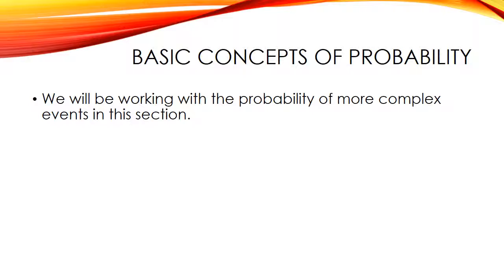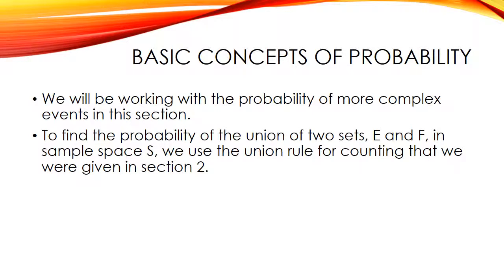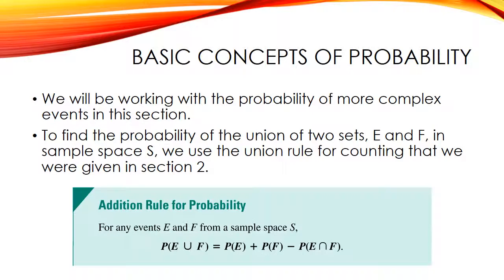All right, now we've had some background information on probability. Now we're going to get into some of the basics. We're going to be working with the probability of more complex events in this section. First of all, define the probability of the union of two sets, E and F, in sample space S. We're going to use the union rule for counting that we've already learned back in section 2. So that's good news. Nothing new here.